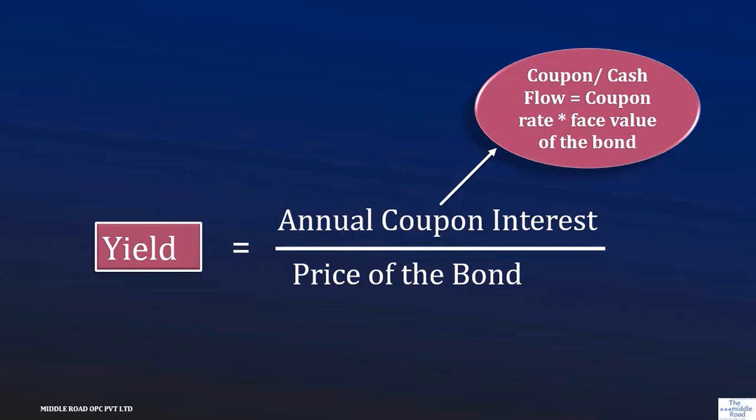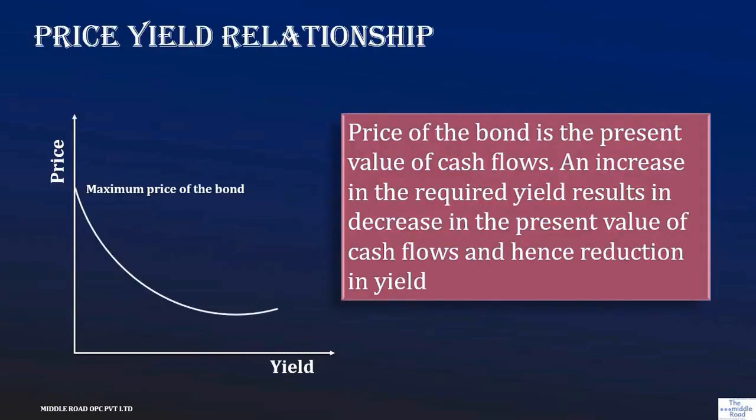When you're looking at annual coupon interest, it's a cash flow. Why am I saying cash flow? The coupon could be annual or semi-annual, so it depends on how the coupon is going to be paid. As I discussed in the previous module, the price of the bond is the present value of cash flows.